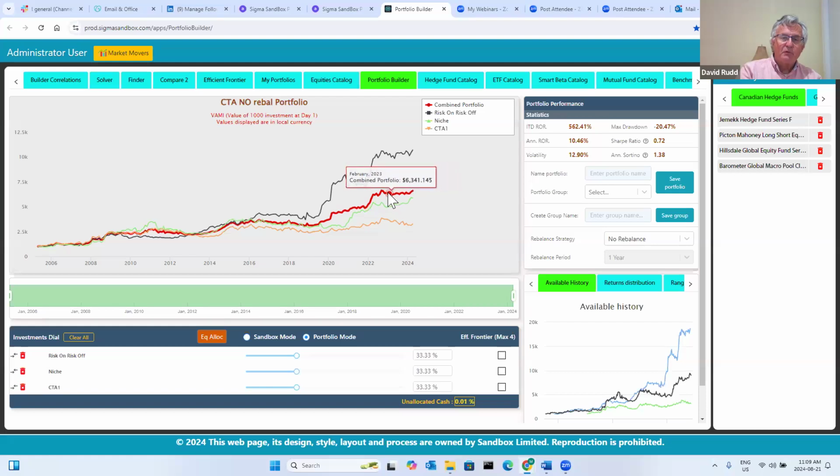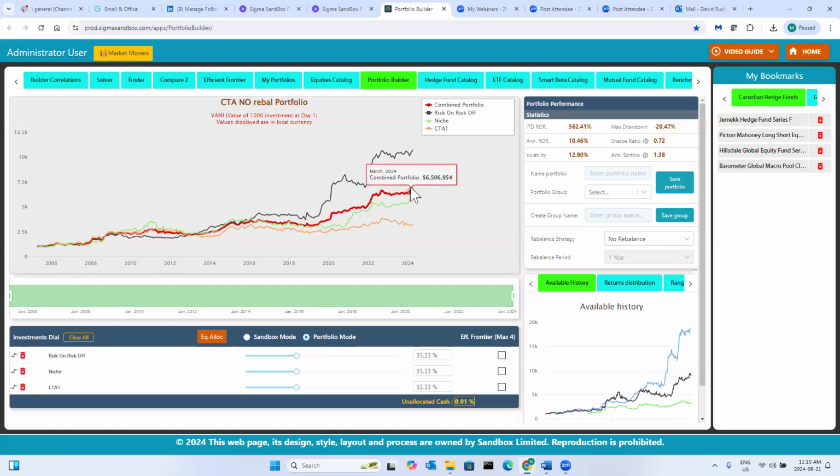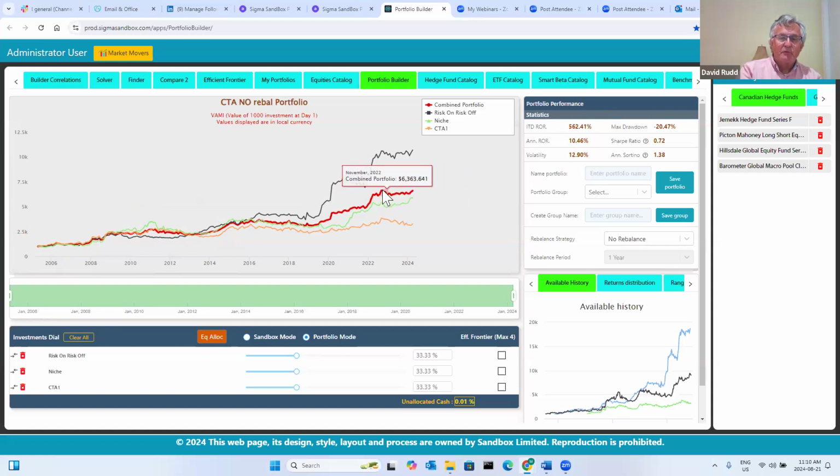I want to reiterate that this red line is the average. If you'd invested an equal amount on day one with each manager, that's the resultant portfolio. If you'd invested $1,000 and split it amongst the managers, you'd have 6,500 today, or when this closed. And these numbers on the right are reflective of that portfolio.